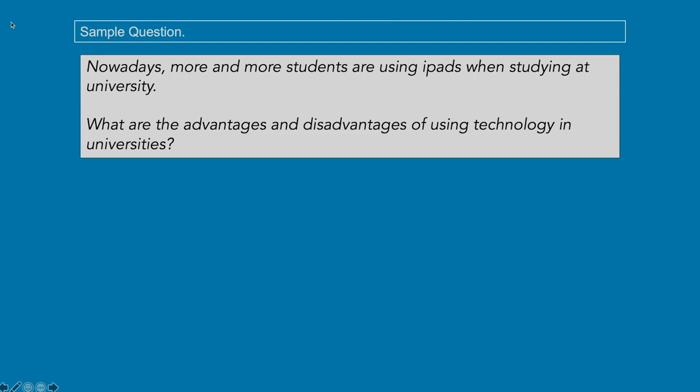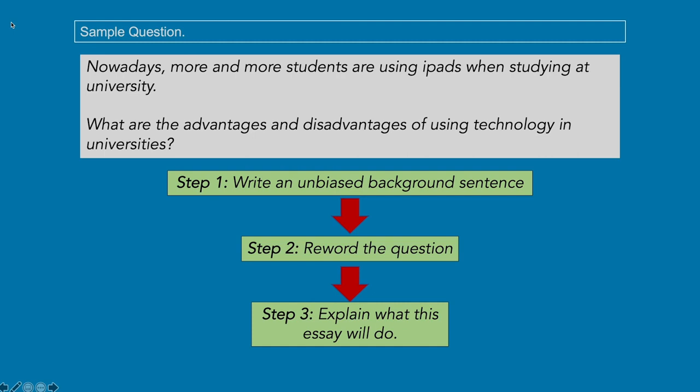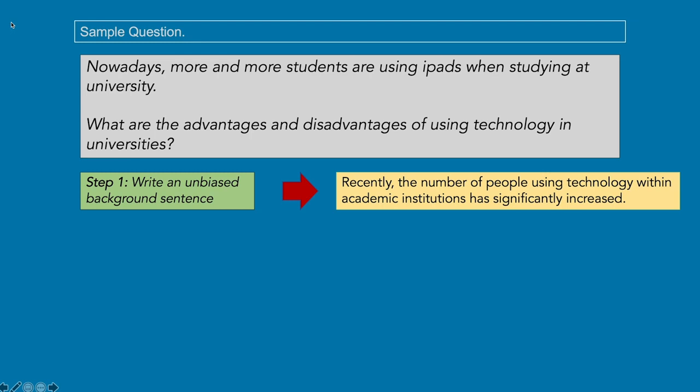So remember our 3-step method. First, we write an unbiased sentence. Then we reword the question. And finally, we write our final sentence of the paragraph where we will explain what this essay will talk about. So, step 1. Here is our unbiased sentence. Recently, the number of people using technology within academic institutions has significantly increased. So all I've done here is just reword the statement in the question by using synonyms.